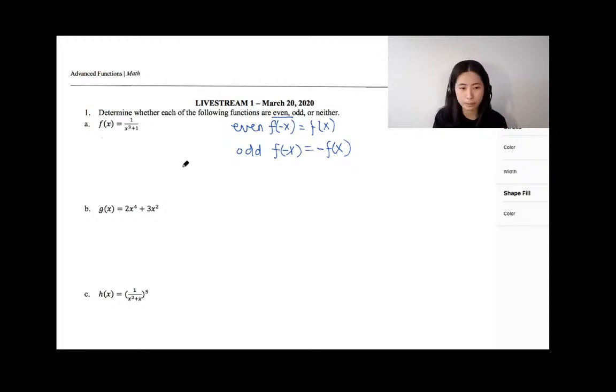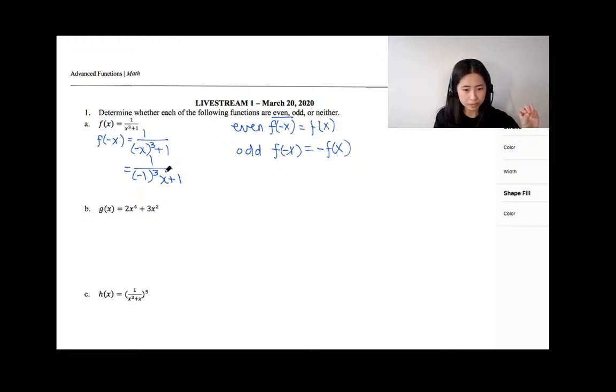So let's start off by plugging in f of negative x right here. We do have 1 over negative x, and then you need to cube this, plus 1. If you think about cubing negative 1, because this is a negative 1 coefficient, we can say that this is going to be 1 over negative 1 cubed. So we're taking out that cube, and then we're left with x, plus 1. Does that make sense?